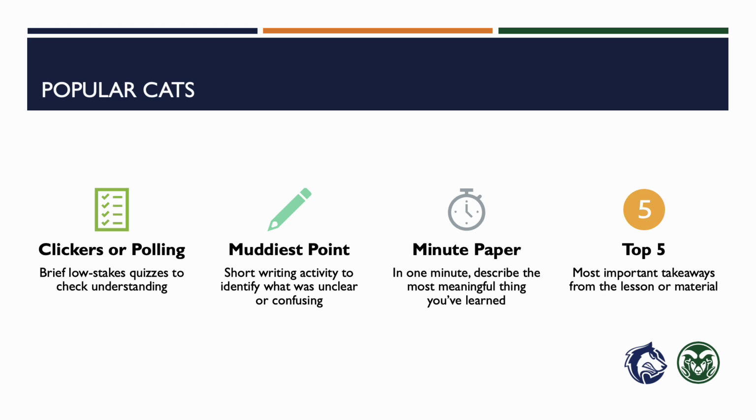CATs help students create connections between prior knowledge and new information. Top 5 asks the students to identify the most important takeaways from the lesson or material. Make sure that the strategies you choose align with your learning outcomes and relate in a meaningful way to your expectations for learning. Provide a mix of activities to engage students with different preferences and ways of learning. Finally, use the feedback you receive to address any issues raised by students.